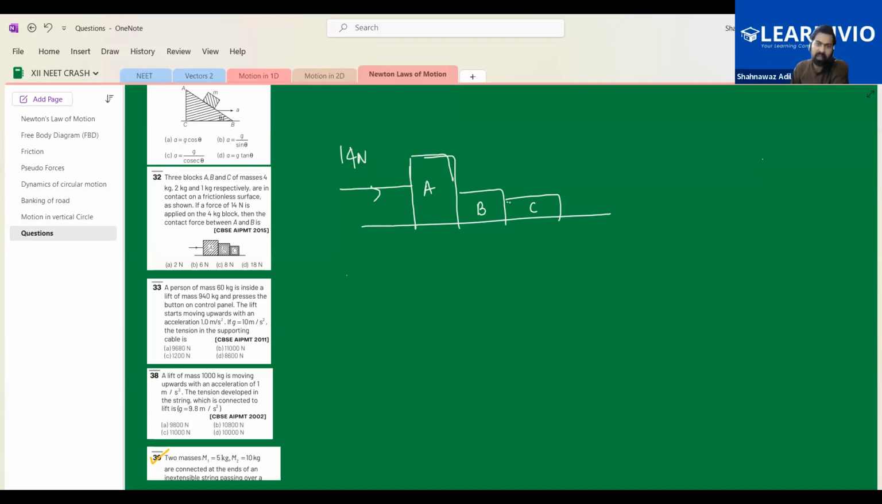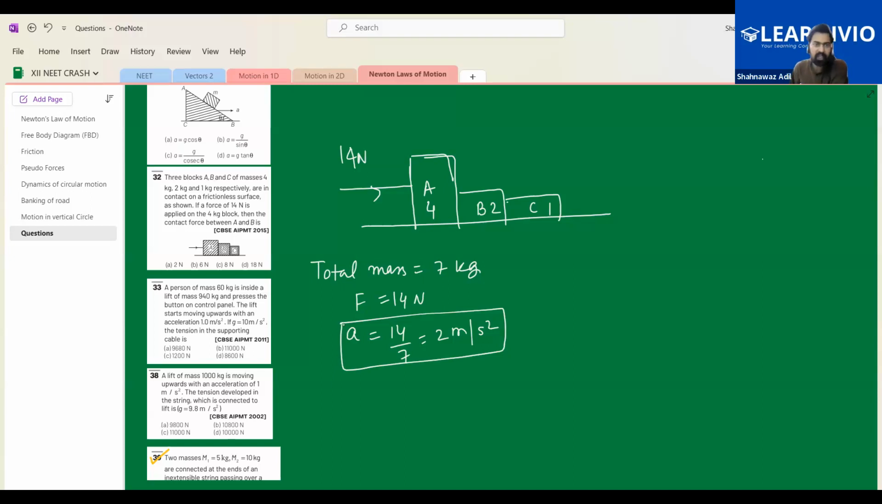That is the idea. So the total mass of this thing would be how much? Because A is 4 kg, this is 2 kg, and this is 1 kg. So total mass is 7 kg. Then the force is 14 Newton. So we can find out what is the acceleration. That is 14 by 7, that is 2 meter per second square. So this thing we know, right?